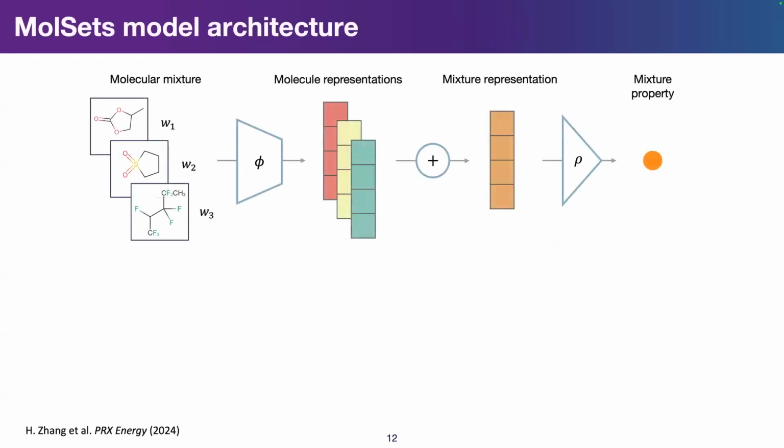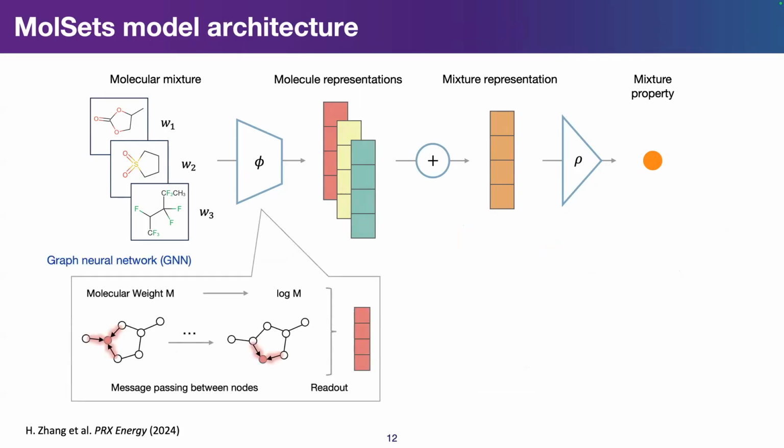So here's our solution to all these complexities. We call this the MoSet model. MoSet follows the Deep Sets guidelines, and it takes in a molecular mixture represented by a set of molecular graphs together with their weight fractions. It first uses a graph neural network to learn a representation vector for each molecule in the mixture. What happens inside a graph neural network is we are doing message passing iteratively between the nodes in this graph. And then finally, we read out the graph feature vectors into a global graph-level vector.